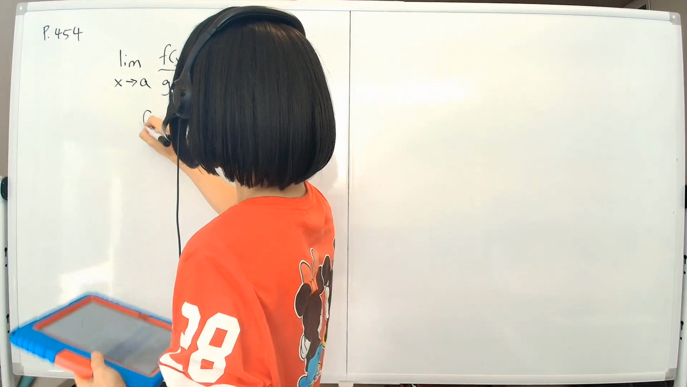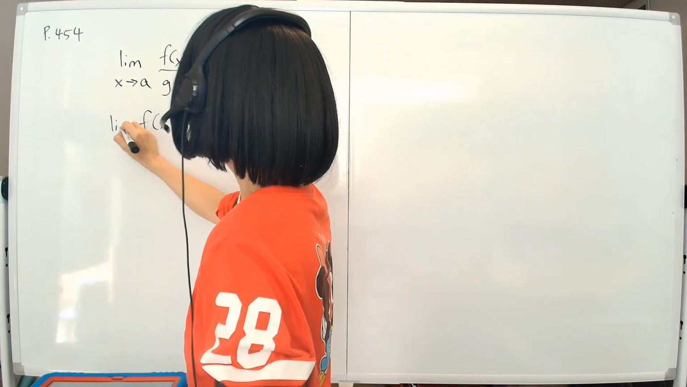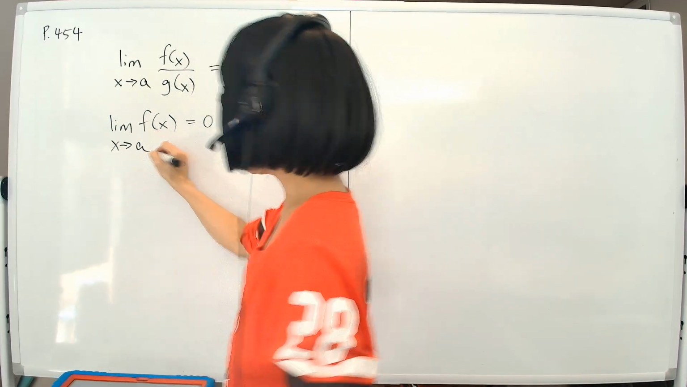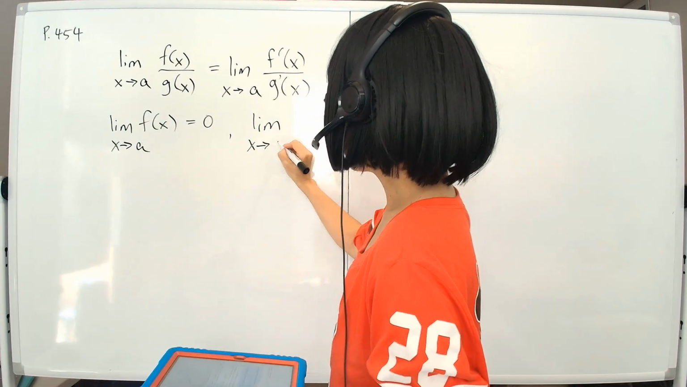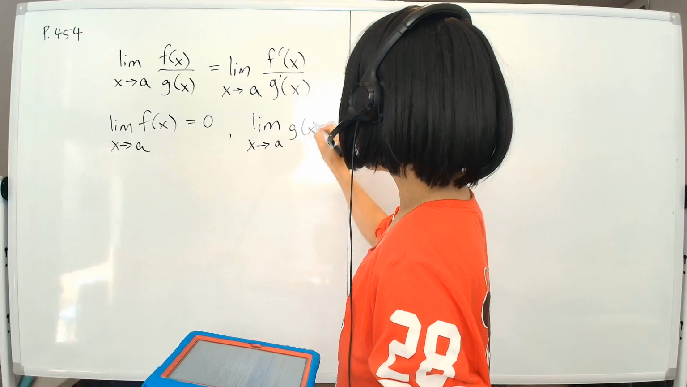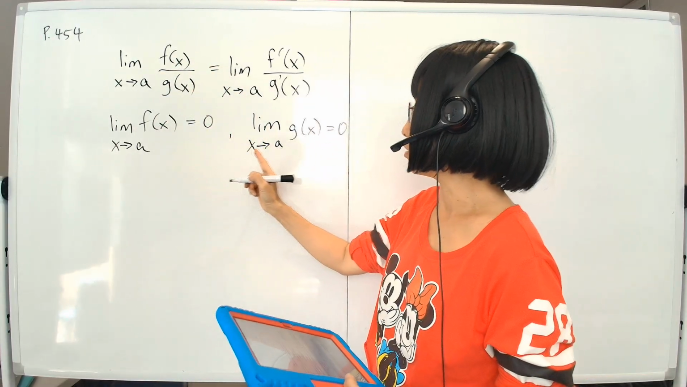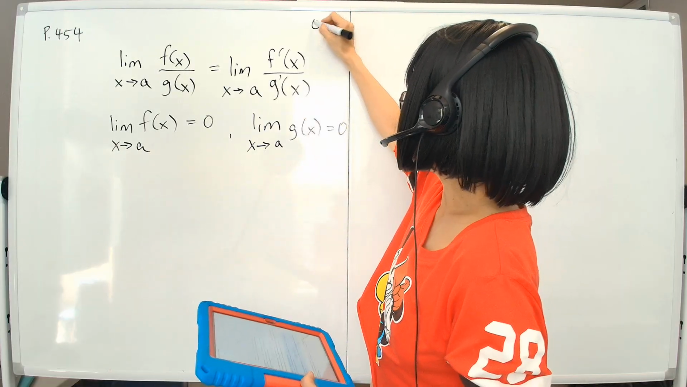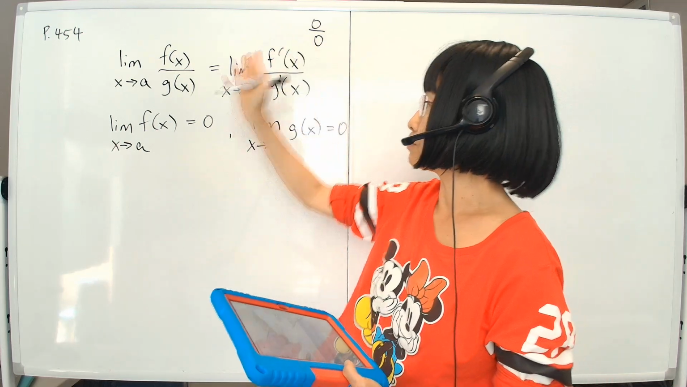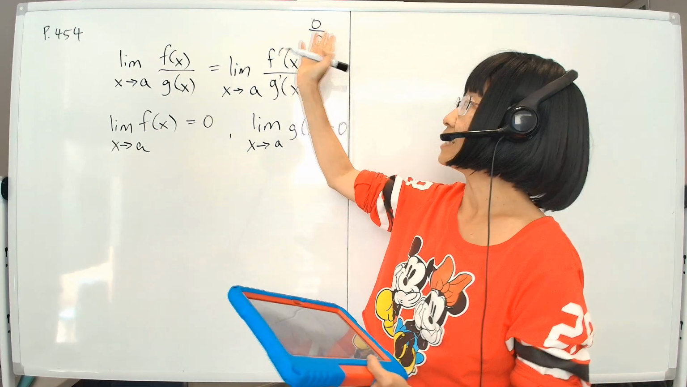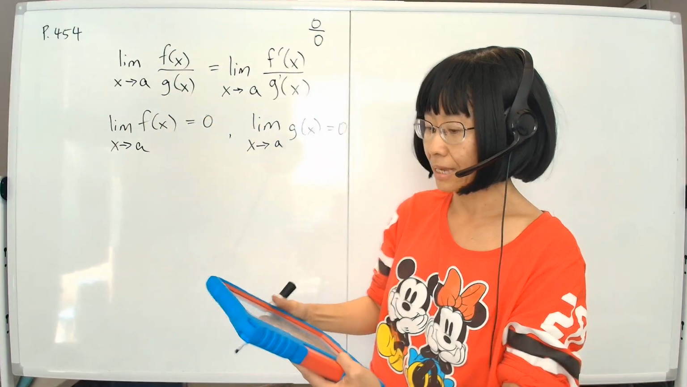This holds if the limit as x approaches A of f of x goes to 0, and the same for g of x. That's very important: L'Hopital's rule only applies if f of x goes to 0 and g of x goes to 0. In this case, this is called the 0 over 0 case. Okay, this is not dividing by 0. This is a shorthand to say that f of x is going to 0 at A, and so is g of x. They're both going to 0 at A.